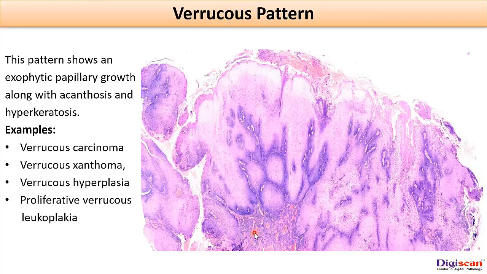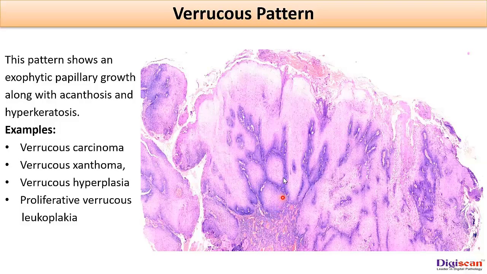Then very often you will be reading the term verrucous carcinoma in relation to skin carcinomas and oral carcinomas. Now, what is the verrucous pattern? This pattern shows exophytic papillary growth along with acanthosis and hyperkeratosis, marked acanthosis and hyperkeratosis. Examples of verrucous pattern are verrucous carcinoma, verrucous xanthoma, verrucous hyperplasia, leukoplakia, verrucous leukoplakia.